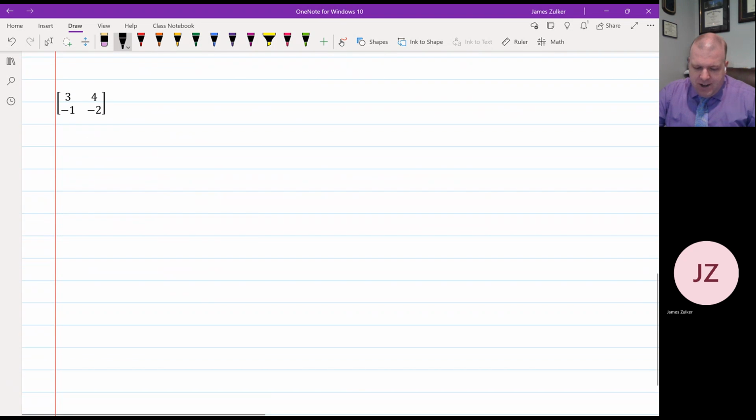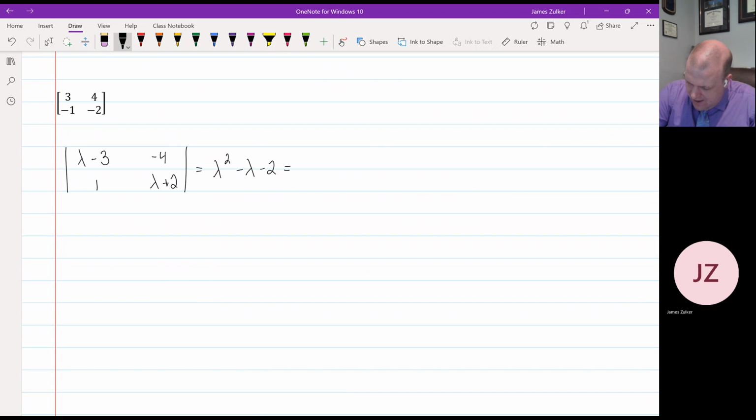Okay, so we want to do now the same process for this. This will give us the characteristic polynomial lambda squared minus lambda minus 2, set that equal to 0. And we find that lambda is either -1 or 2. Again, 2 eigenvalues for 2 by 2. We can definitely diagonalize this matrix. That is guaranteed.